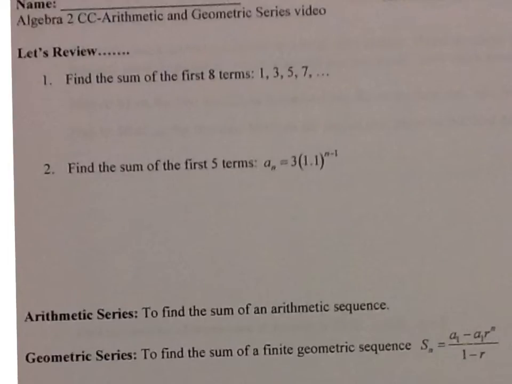Okay, so today we're going to talk about arithmetic and geometric series. So it says here, find the sum, which means to add up, of the first 8 terms, and here's my sequence so far: 1, 3, 5, 7. Notice that my sequence is going up by 2. I need 8 terms, I have 4 so far, I need 4 more.